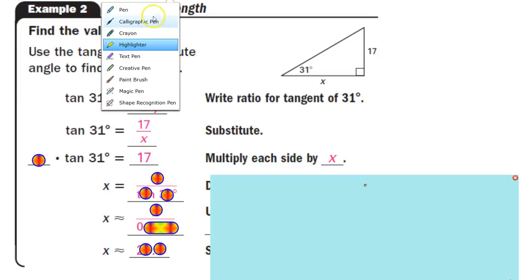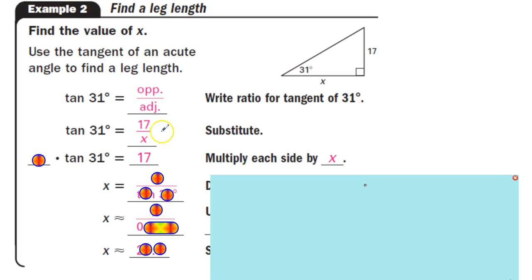Let me get my pen here. So what I'm going to do is multiply this side by x. Okay, so those x's will cancel out, and what I do to one side I have to do to the other. Put a little multiplication symbol there. And so now I have x times the tangent of 31 is equal to 17. Okay, but x is not by itself. So the last thing I need to do is divide both sides by the tangent of 31.